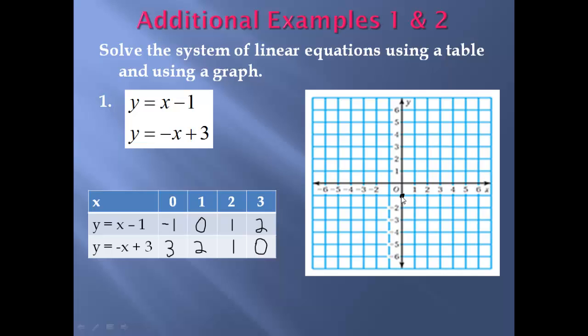It's positive 1, so if we go up 1, then we need to go to the right 1. Same thing, if we start at our original point and go down 1, we go to the left 1, so that it remains positive. So our line for this equation would look like this. Now we're going to graph our second equation. Our y-intercept is 3.